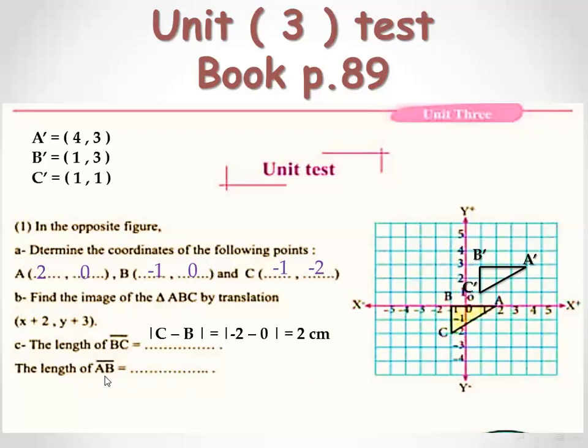The length of AB. Okay, AB means I'm going to take the absolute value of B minus A. Look at B and A. They have a common number, which is 0. So I'm going to subtract the other two numbers. Negative 1 minus 2 equals 3 centimeters.